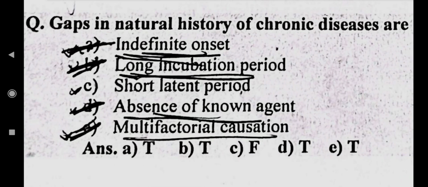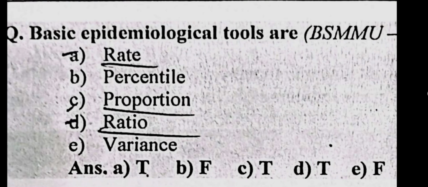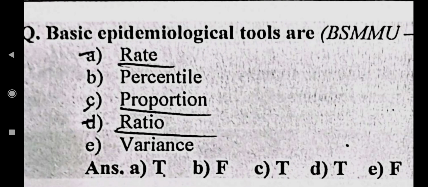Gaps in natural history of chronic diseases are: true answer indefinite onset, long incubation period, absence of known agent, multifactorial causation. False answer short latent period. Basic epidemiological tools are: true answer rate, proportion, ratio. False answer percentile, variance.